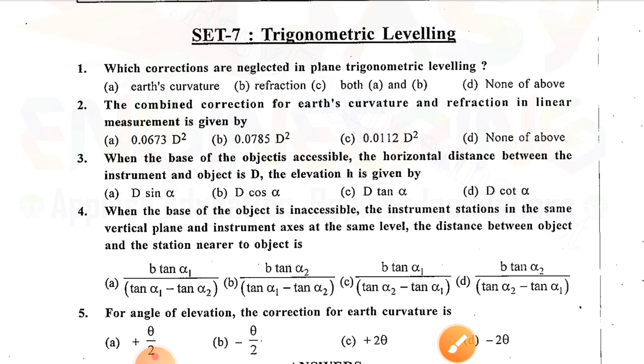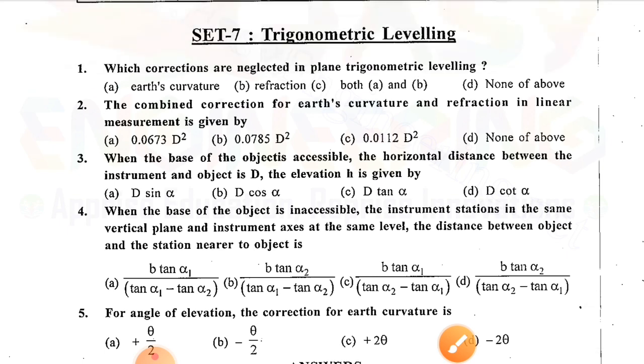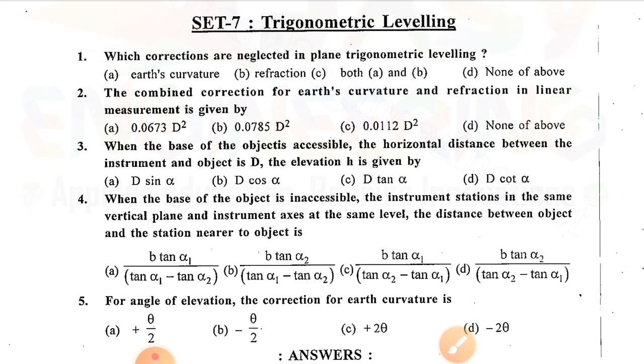Question number 4, when the base of the object is inaccessible, the instrument stations are in the same vertical plane and the instrument axis at the same level. The distance between the object and the station nearer to the object is. Option B is correct, b tan alpha 2 by tan alpha 1 minus tan alpha 2. Question number 5, for angle of elevation, the correction for earth curvature is. Option A is correct, plus theta by 2.